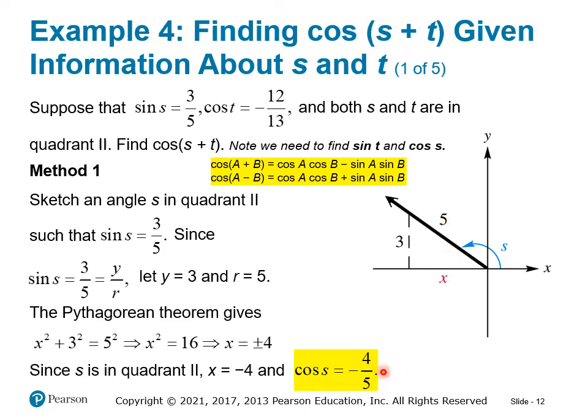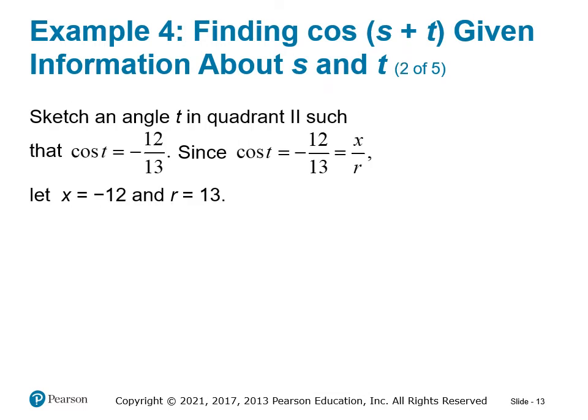So we found one of our values, and we just need one more. We're going to do it the same way. We're going to use cosine t equals negative 12 over 13, again x over r, and graph that. When we do that, again, we're in quadrant 2.